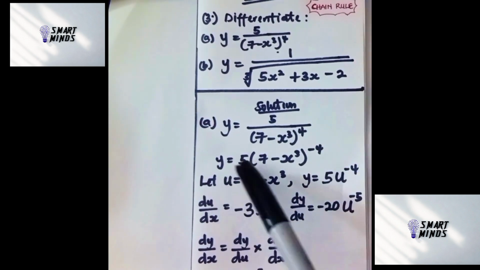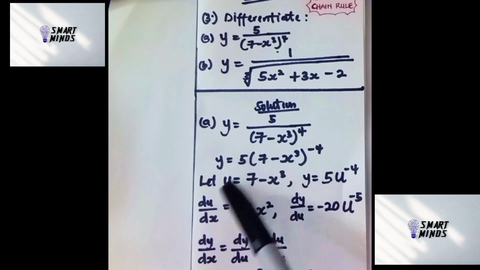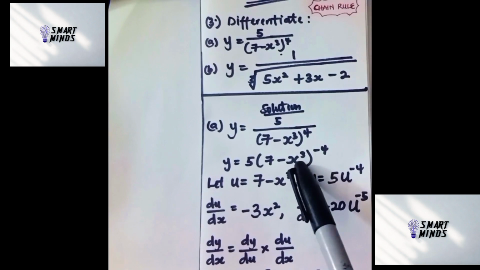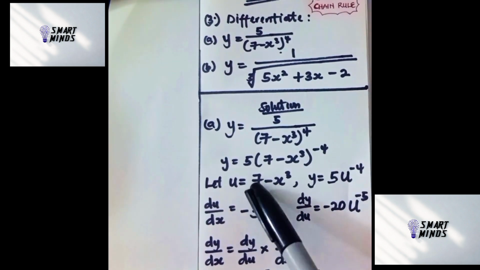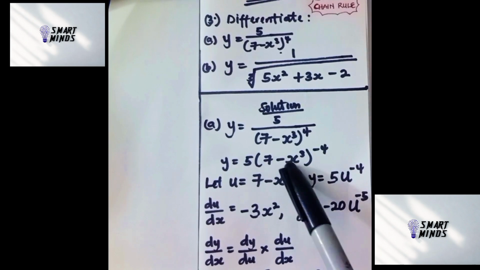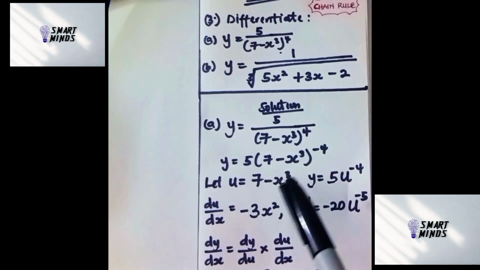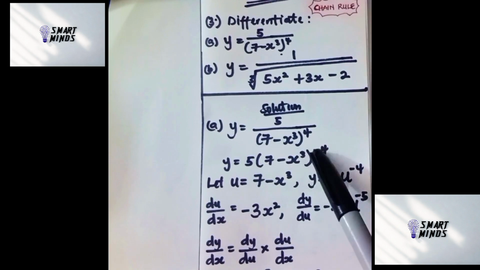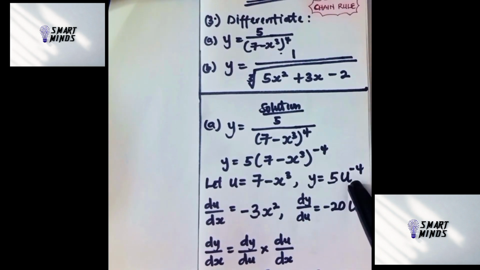Okay, now let's bring in u into this expression. So wherever you have this bracket, let u represent everything in this bracket. Okay, so let u equal 7 minus x raised to power 3. So remove this 7 minus x raised to power 3 and put u there. That becomes y equals 5u raised to power minus 4 as we have it here, right?